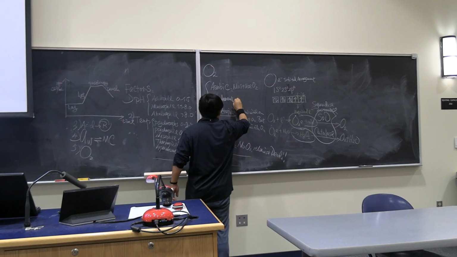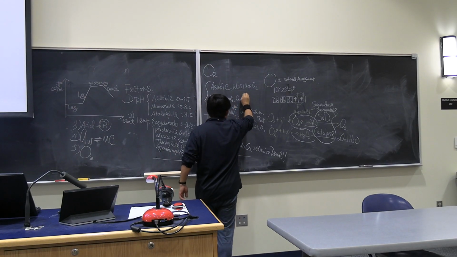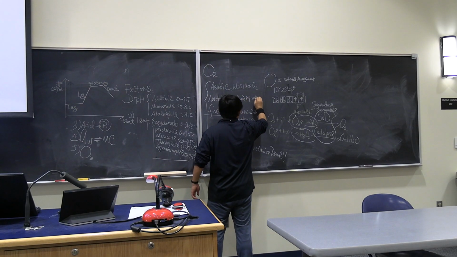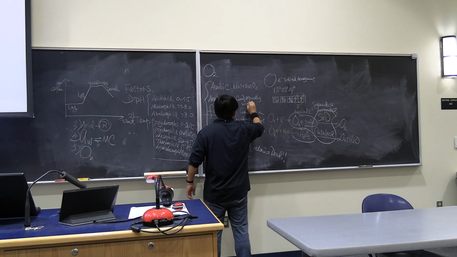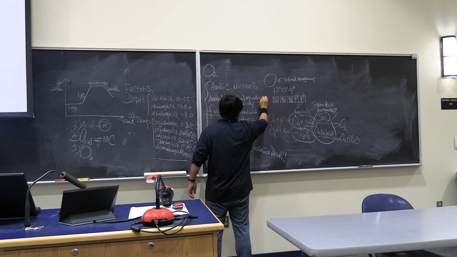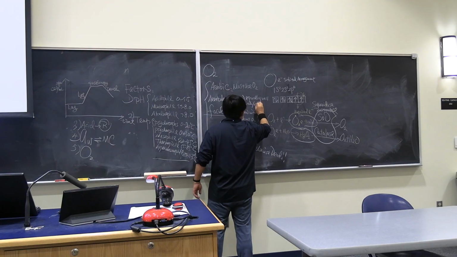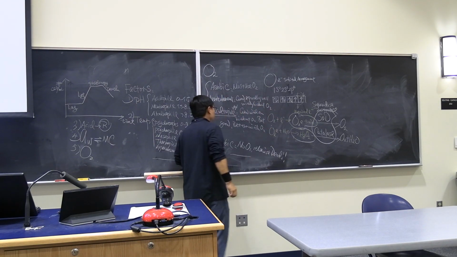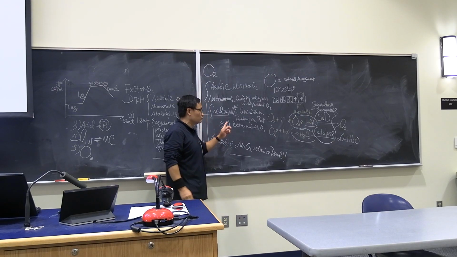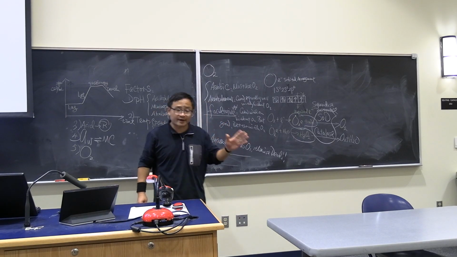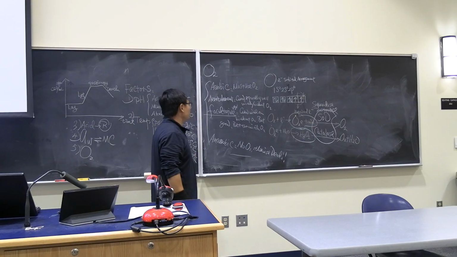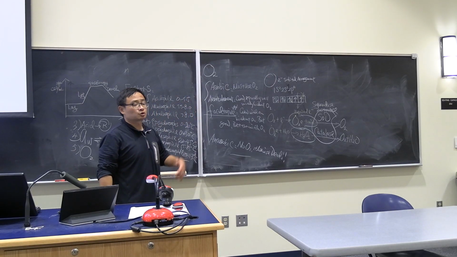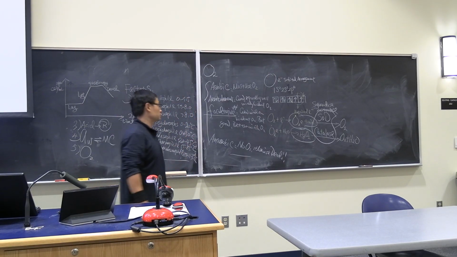What is aerotolerant? This is grow equally well with or without oxygen. Remember, facultative can grow without oxygen, but grow better with oxygen. Aerotolerant is grow equally well without oxygen.